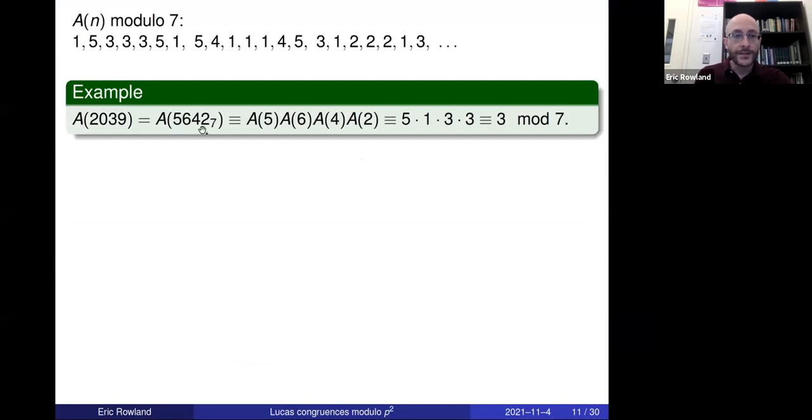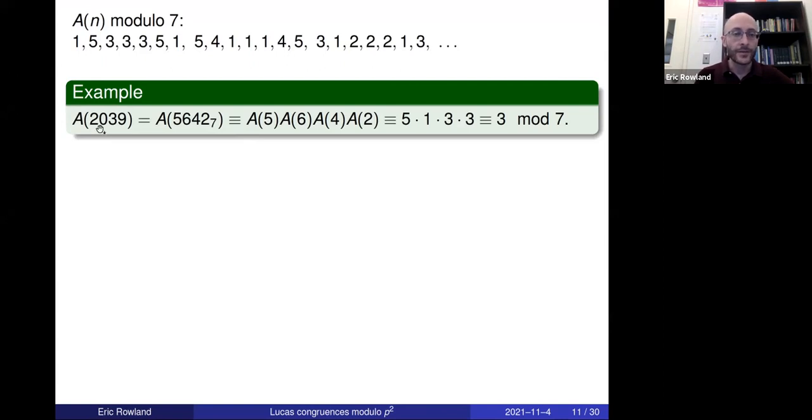So here is the sequence of Apery numbers modulo 7. And here I've broken them into blocks of length 7 so you can see the structure better. As soon as we know the first 7 terms, we can build each other block of 7. This block we get by multiplying this block by 5 modulo 7. This block we get by multiplying the original block by 3 modulo 7. And so again, it reflects the base P structure of n.